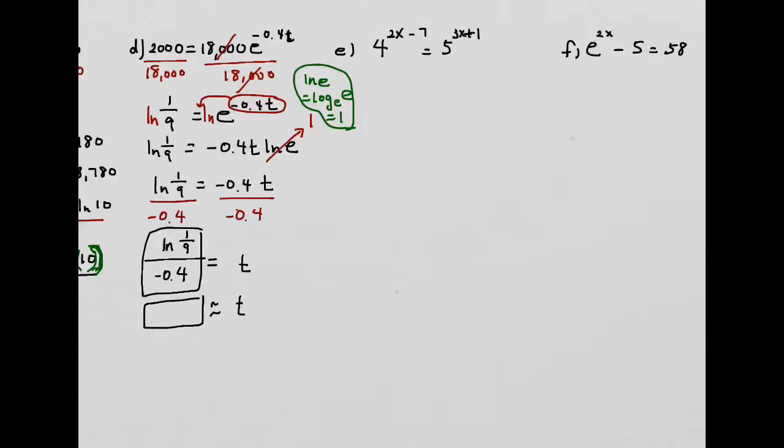What about the next one, e? We have 4 to the 2x exponent minus 7. So here we have two exponentials. The other side is also an exponential. So in that case, it's already one side with only exponentials. So what you can do is multiply both sides by natural logarithm, and then you can bring your exponents down. And don't forget, when your exponent is more than one term, you wanted to use the parentheses.